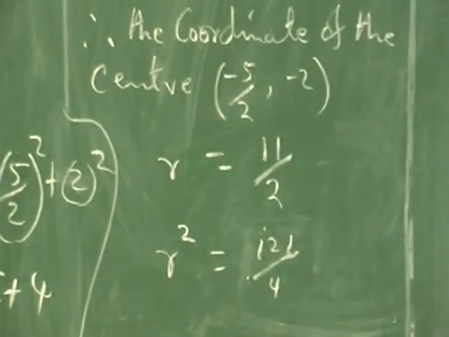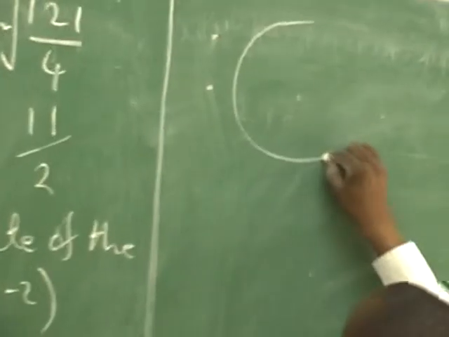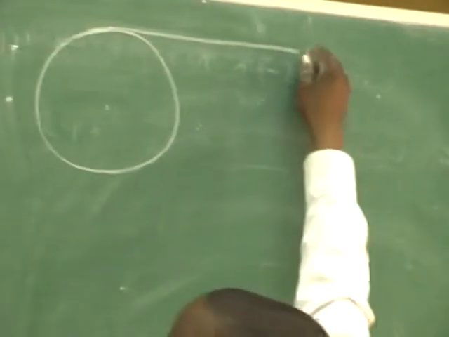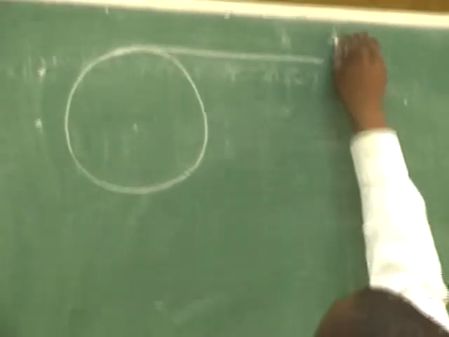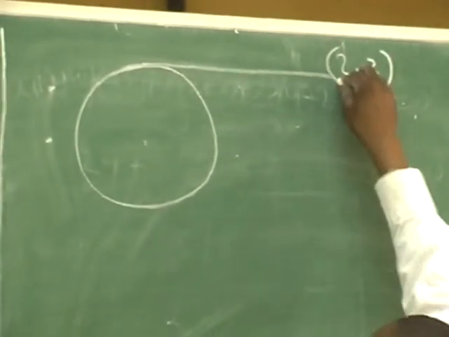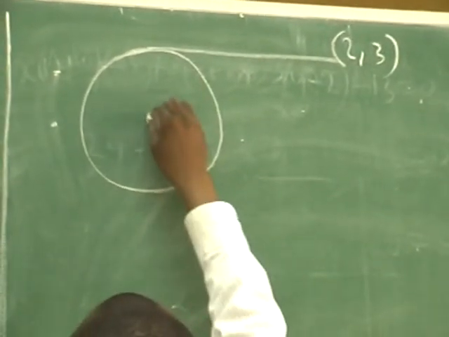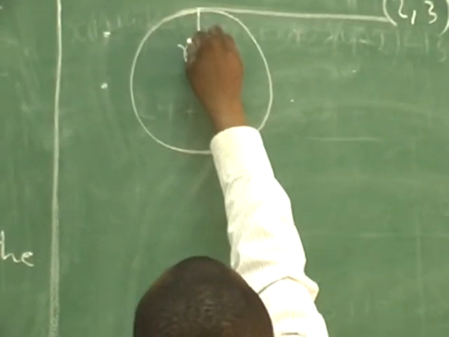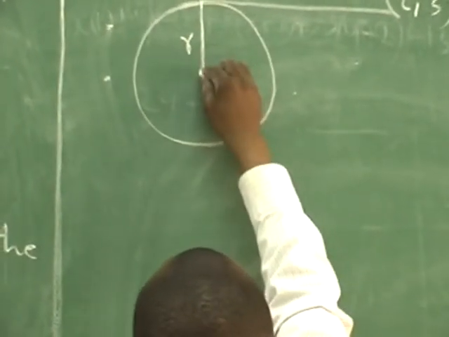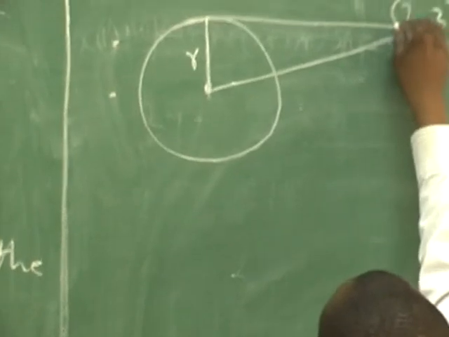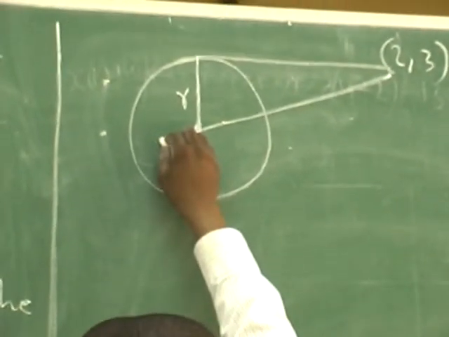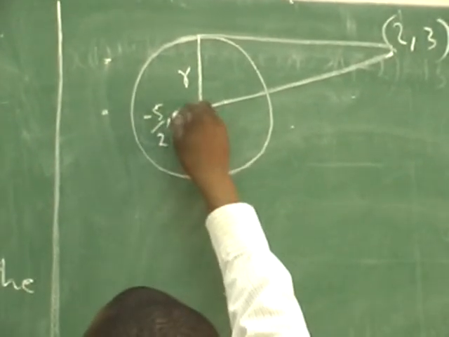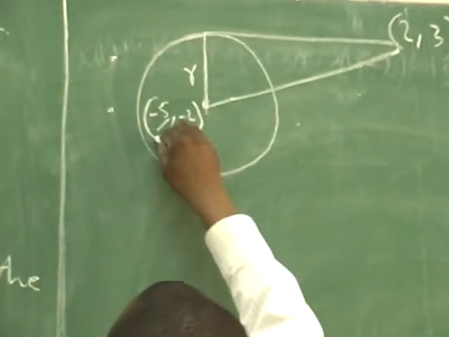Now see how this looks like. I have a circle. So this is the tangent now, and the tangent goes to the point of the question. This is 2 and 3. And I have the center here. So this is the radius. Okay, so if I join this to here, I have the coordinate of the center: -5 all over 2 and -2.